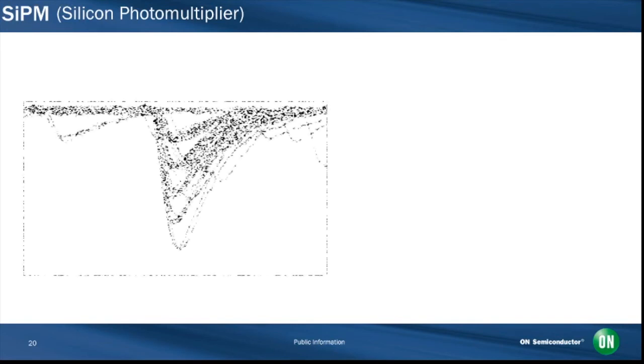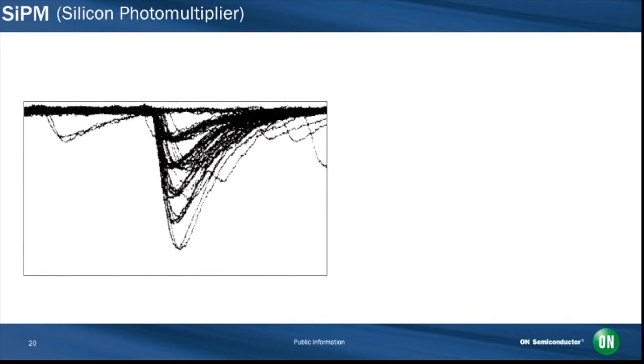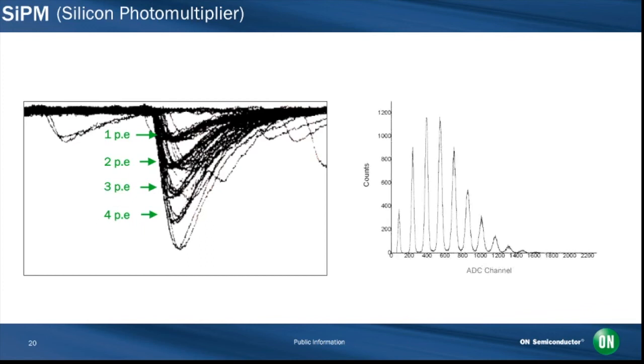The response from each microcell is very uniform, and the individual photon levels can be very clearly observed, as in the scope trace here. As well as the single photon level, the discrete levels corresponding to 2, 3, and 4 detected photons are also clearly distinguished. The corresponding charge histogram also shows the photon numbers clearly defined.